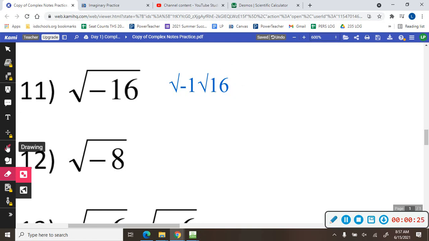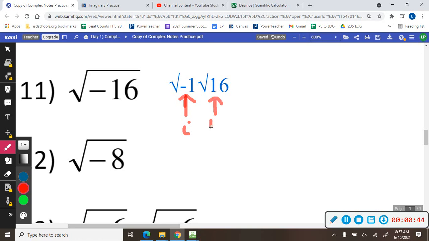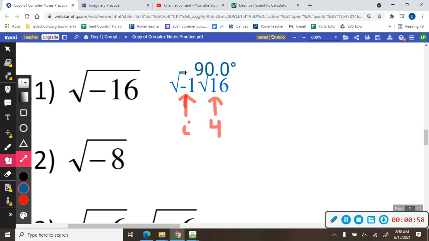But the square root of negative 1, this, is the same thing as i, because i, by definition, is the square root of negative 1, and the square root of 16 is 4. And then, just to make this look better, the square root symbol should go over the number.